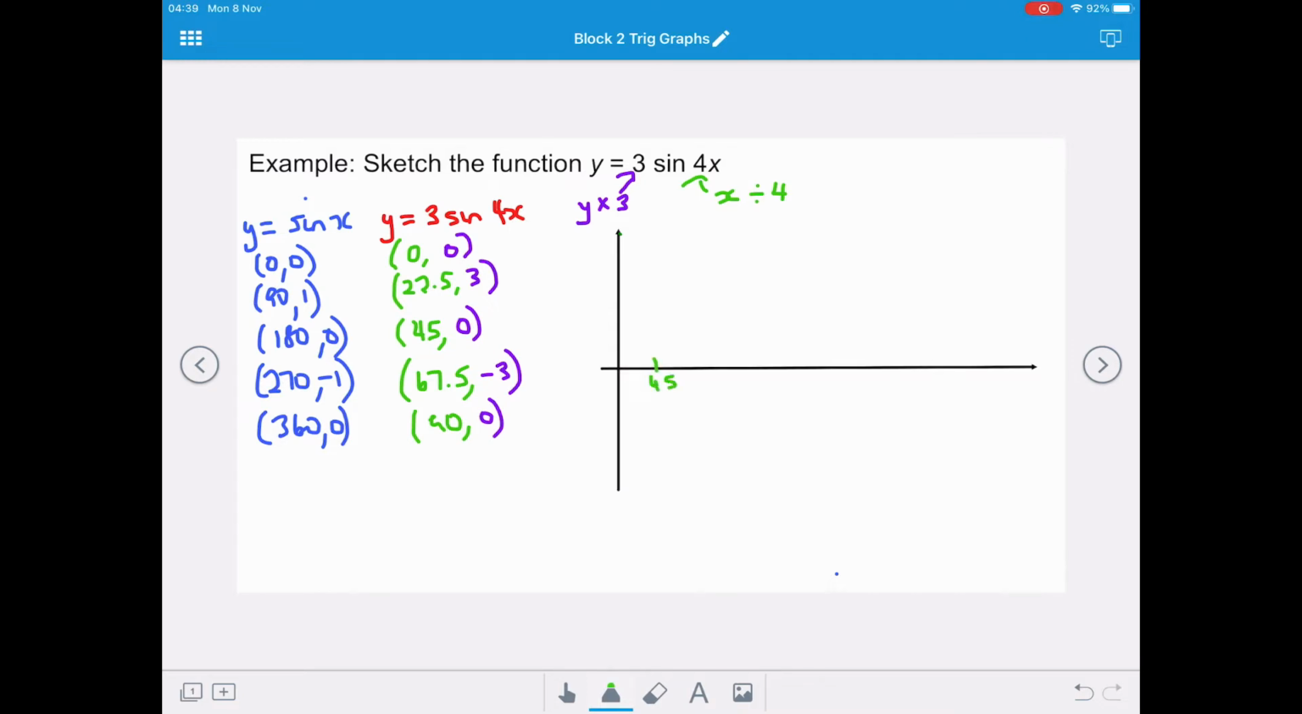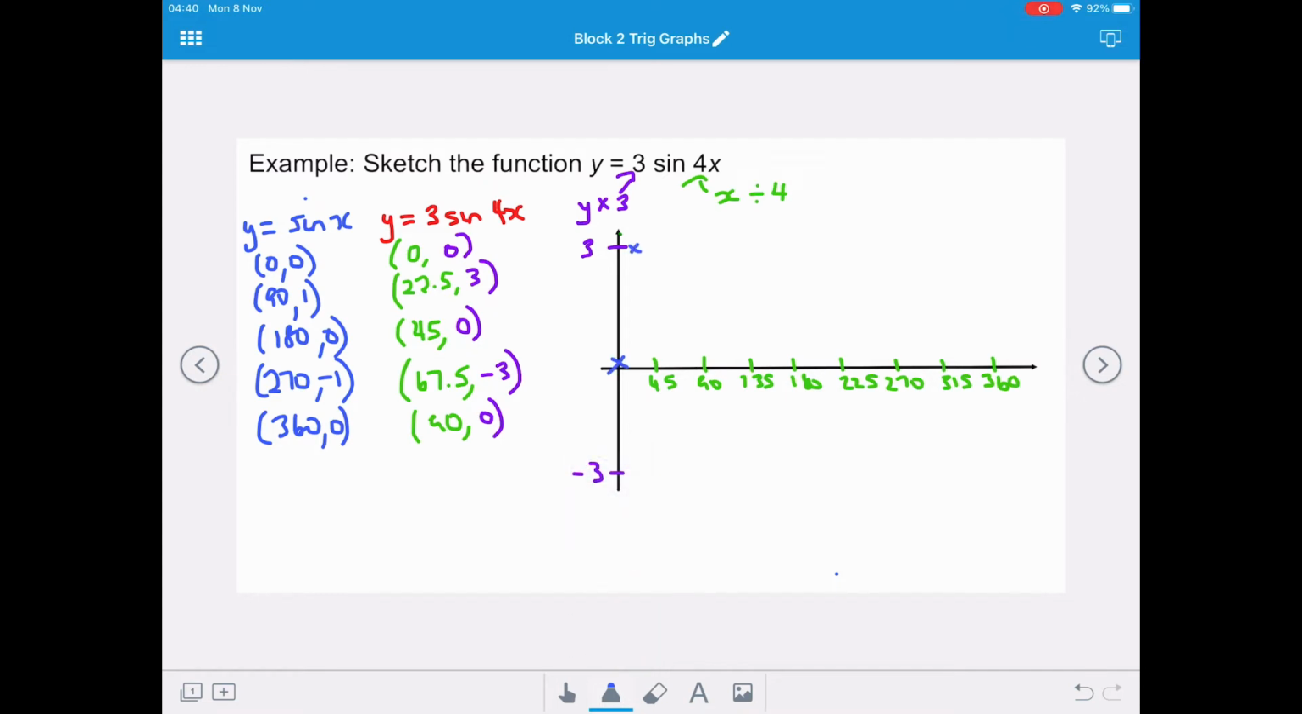Now if the domain is between 0 and 360, we're going to split it up into 45-degree sections. So we've got 45, 90, 135, 180, 225, 270, 315, and 360 degrees. So let's plot that first wave. We've got a maximum of 3 and a minimum value of negative 3. Use a ruler to make sure your scales are evenly spaced out on your x and y axis. So let's plot the points.